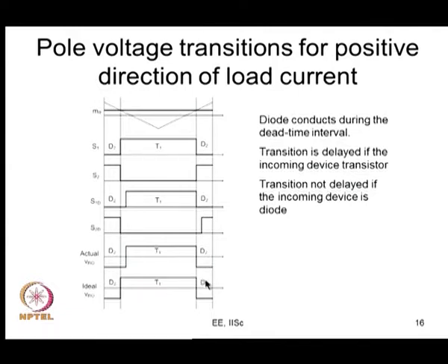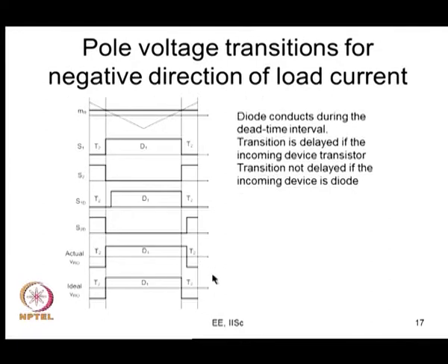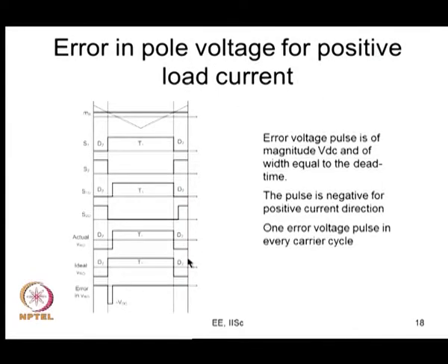As I have mentioned before, if the incoming device is a transistor, there is a delay; the transition is getting delayed, and the pole voltage gets delayed. On the other hand, if the incoming device is a diode, it does not get delayed. This is given for the other direction of current, but the philosophy is the same: during the dead time it is a diode that conducts. The transition is delayed if the incoming device is a transistor, and not delayed if the incoming device is a diode.